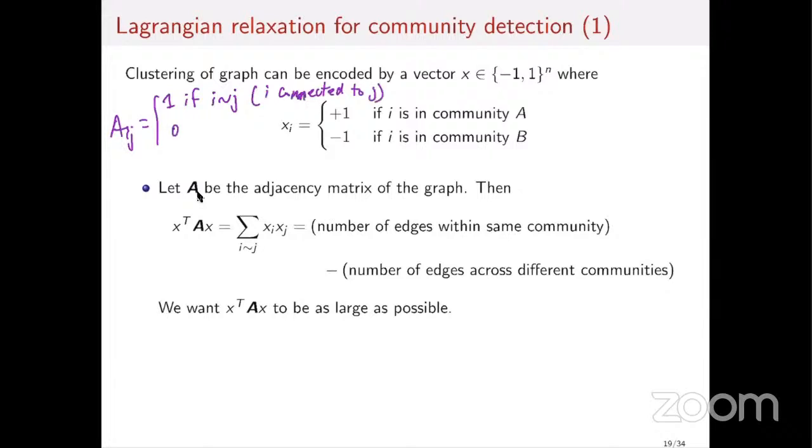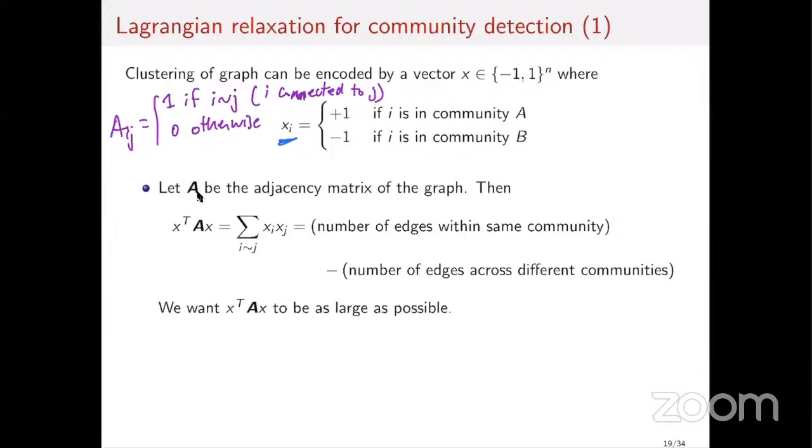Okay, and I'm going to put zero otherwise. So you put a one if you have an edge and you put a zero otherwise. Now it's a very simple calculation to show that if I form X transpose AX, where X is this vector of plus or minus one, this is going to be the summation over all the edges, over all I and J that are connected by an edge, of XI times XJ.